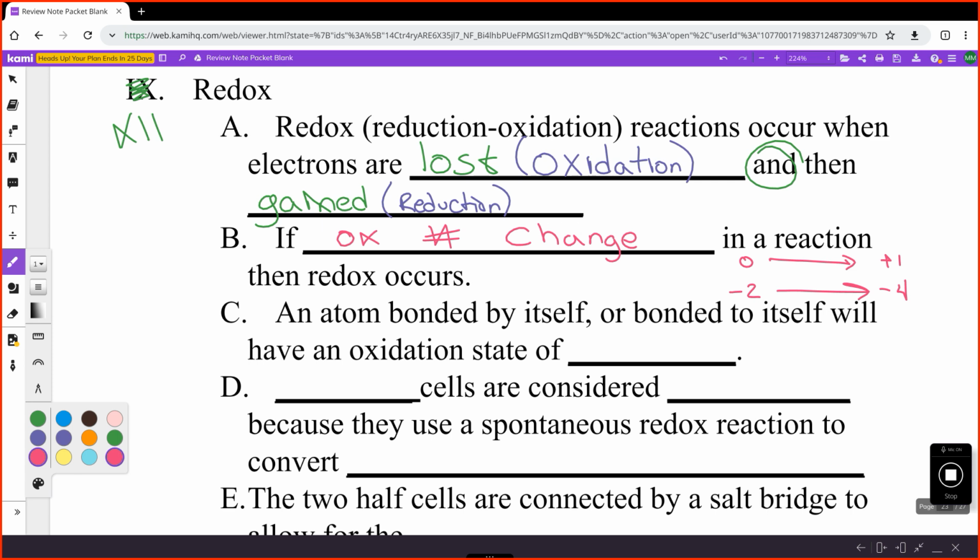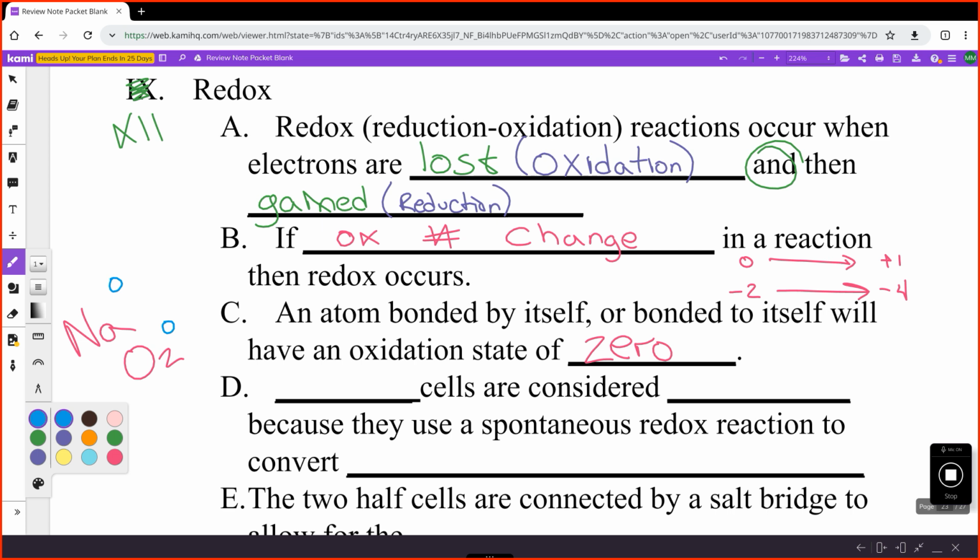So one rule about the oxidation numbers that students tend to forget is that when you have an atom that is by itself, like sodium, or bonded to itself, like O2 oxygen, the assigned oxidation state is 0. All right, and that's a very important thing. Something by itself or bonded to itself has the assigned oxidation number of 0. That will make things a lot easier.